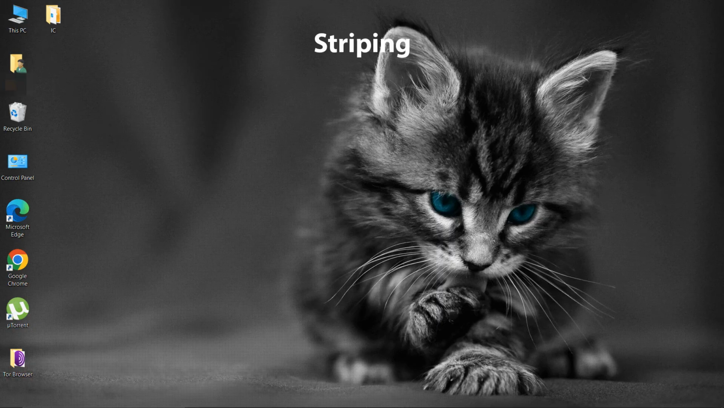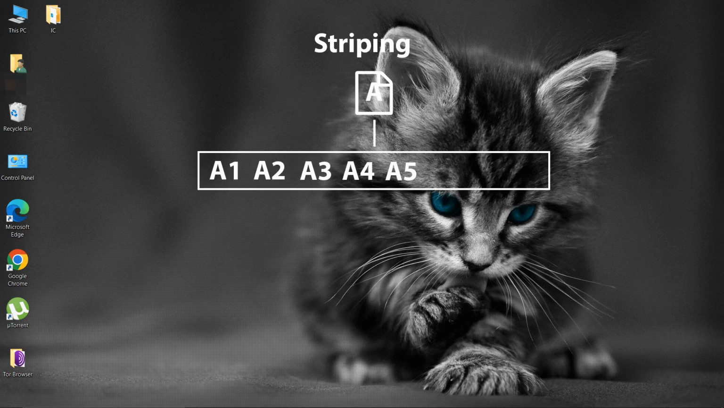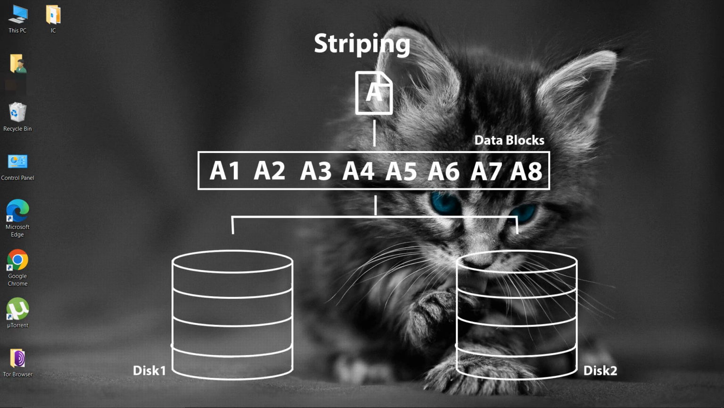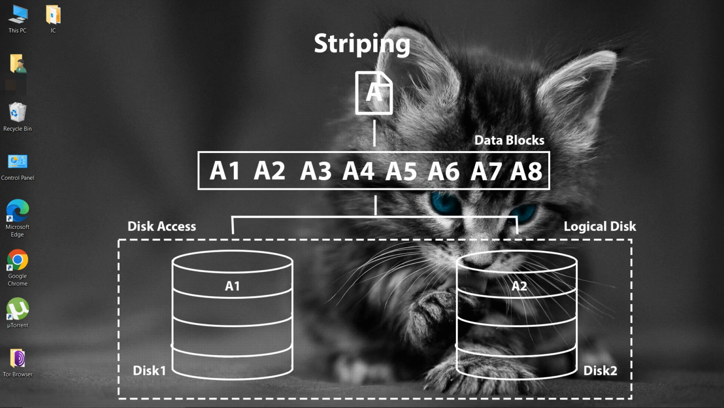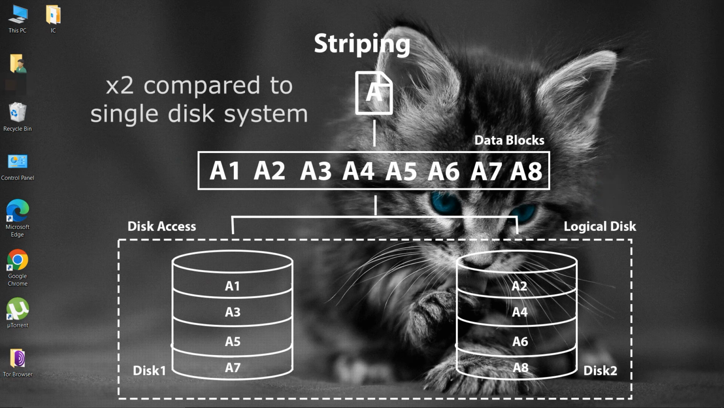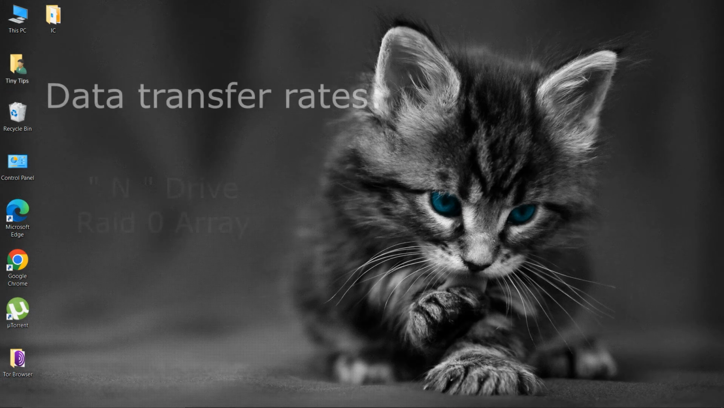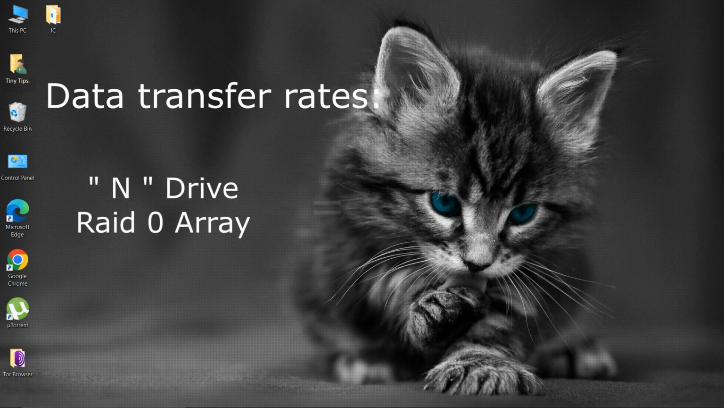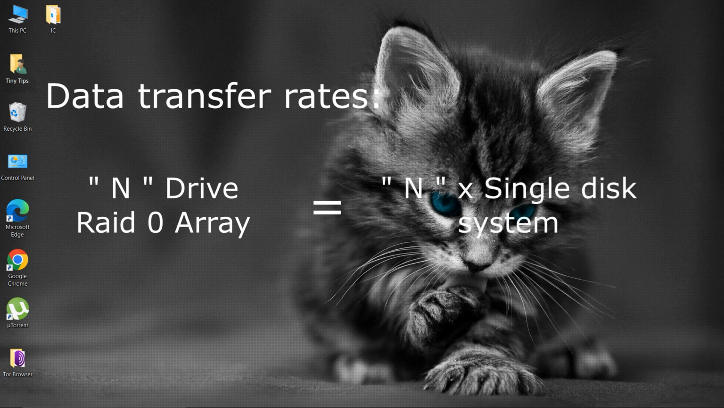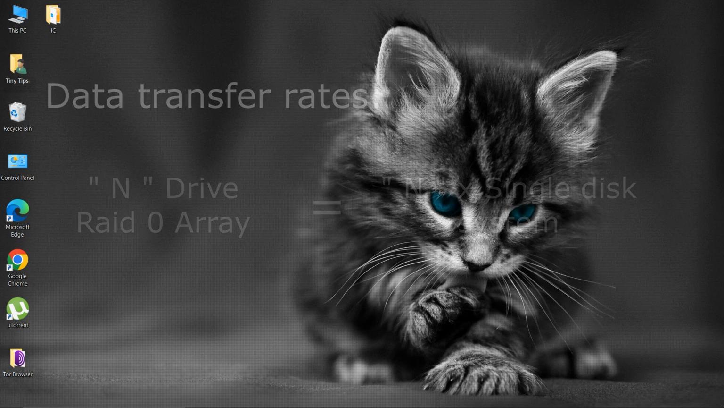In RAID 0, the data is first striped or split into blocks, and then it is written to all the drives in the array simultaneously. Since the striped data is accessed in parallel, a 2-drive RAID 0 array appears as a single large logical disk with a data rate 2 times higher than the single disk rate. So, a RAID 0 array of n drives provides data read and write transfer rates up to n times as high as the individual drive rates.